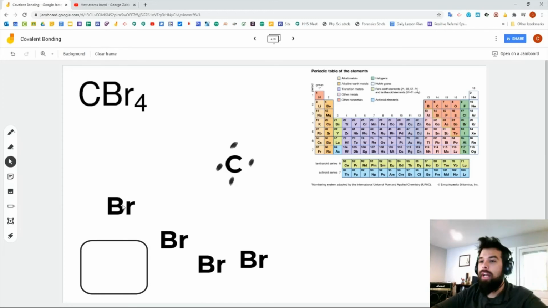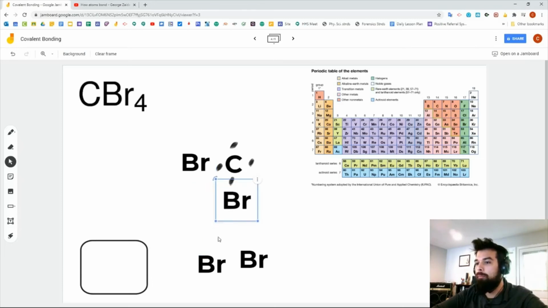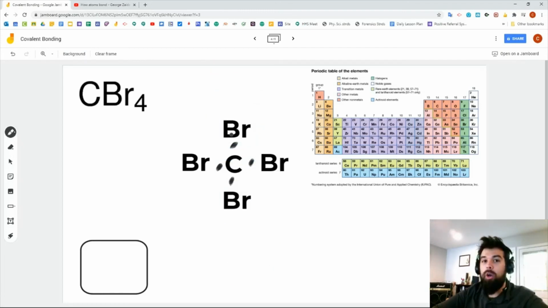You might ask, how did I know that carbon was going to go in the middle? Well, it's because it's the one I've got the least amount of. Only got 1 of them. So I put it in the middle. Put that bromine there. Put that bromine there. Okay, so now I just need to draw the dot diagram for each of these around the carbon.